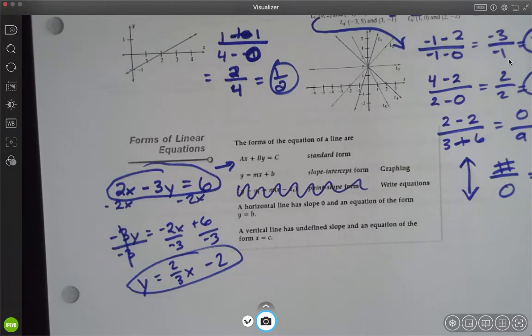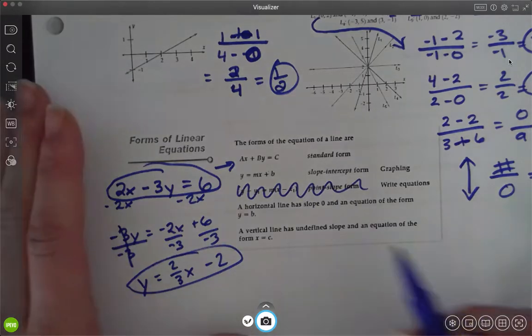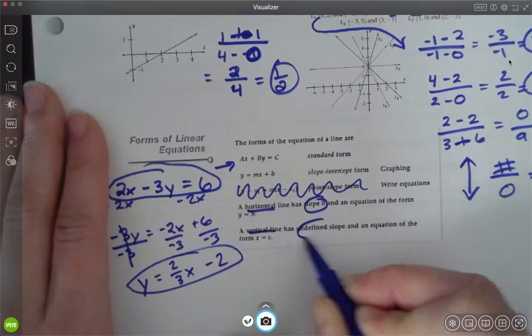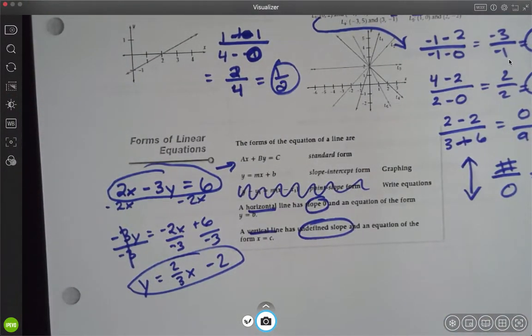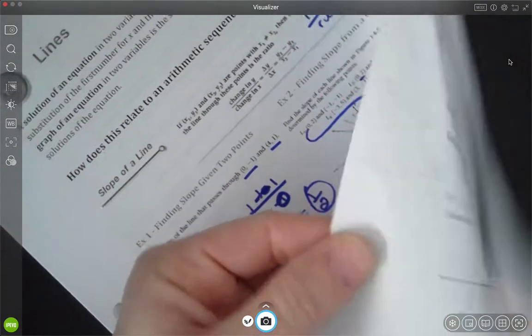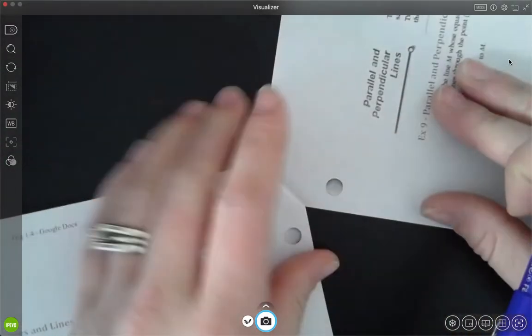So, there you go. A horizontal line has a slope of 0. A vertical line has a slope that's undefined. That's those next 2 little pieces there. Standard form, slope-intercept form. Good. All right, next page.